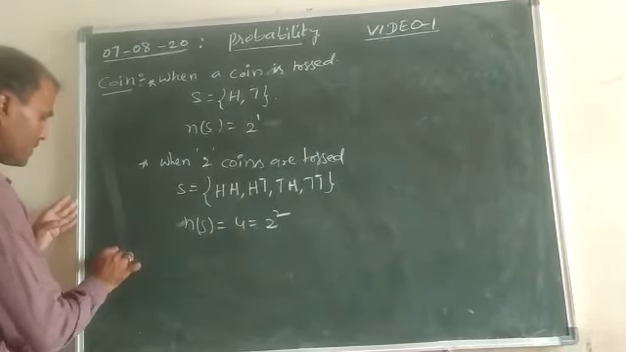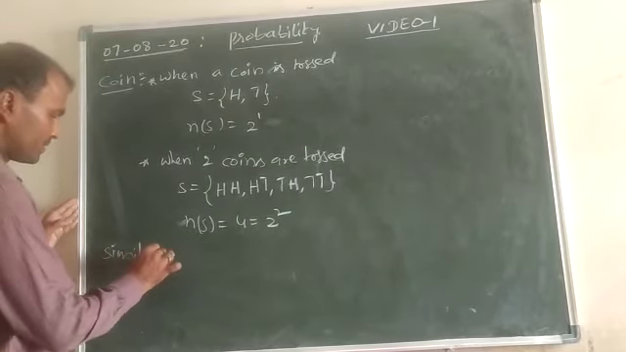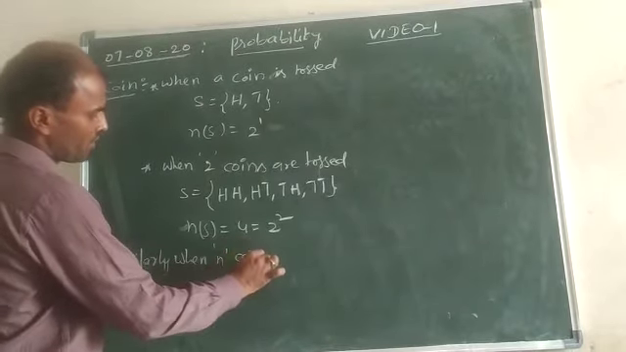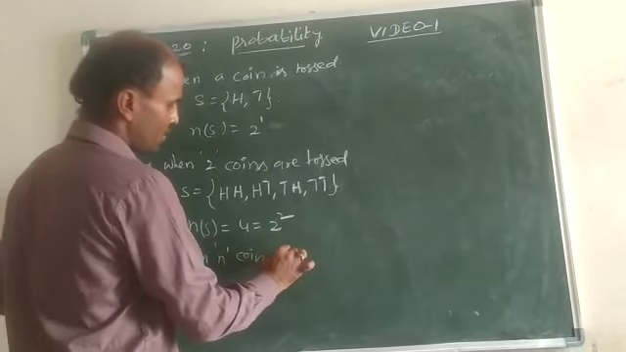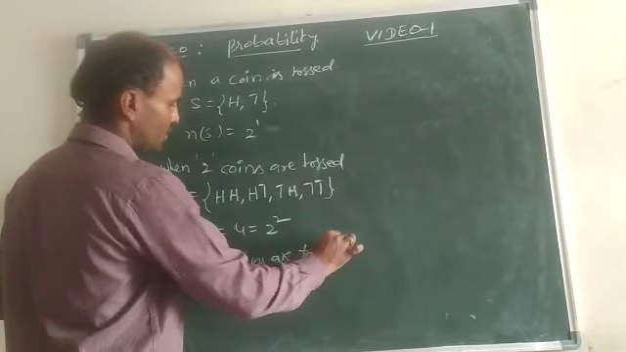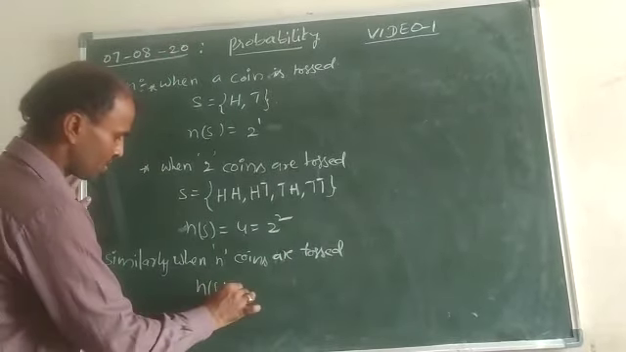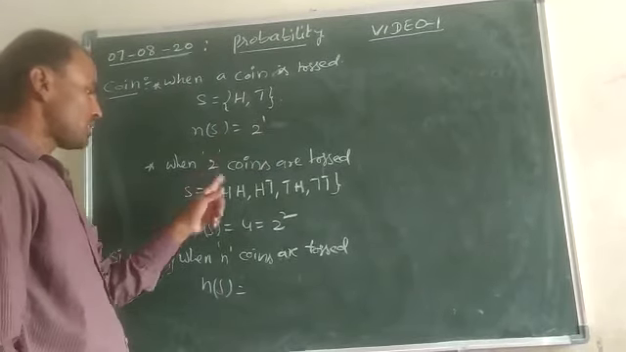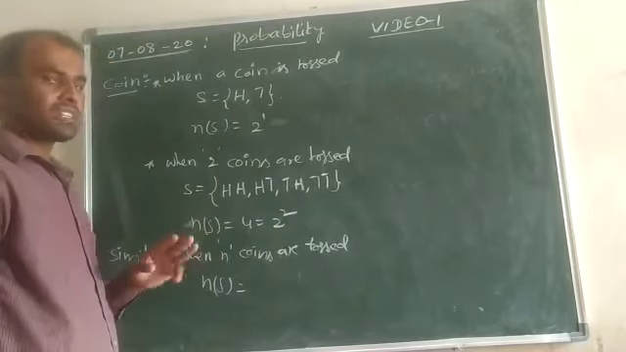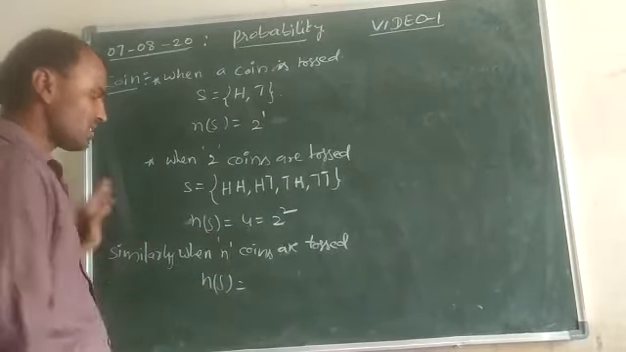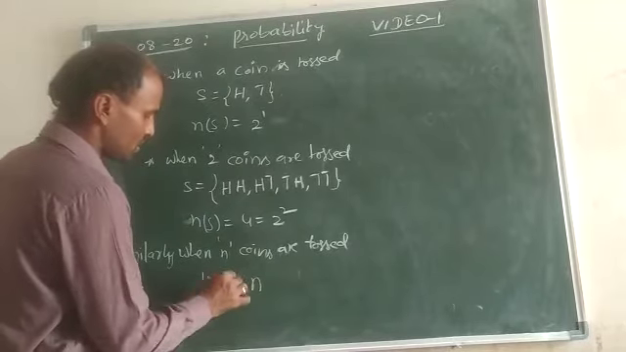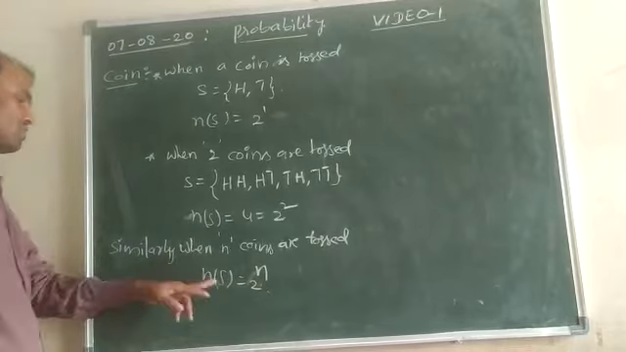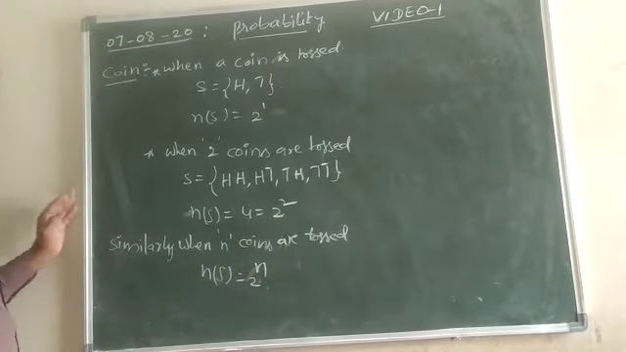Similarly, when n coins are tossed, what is n of S? So observe here. When 1 coin is tossed, 2 power 1. When 2 coins are tossed, 2 power 2. When 3 coins are tossed, 2 power 3. When n coins are tossed, then the number of sample space S is equal to 2 power n. That means the number of sample space when n coins are tossed.